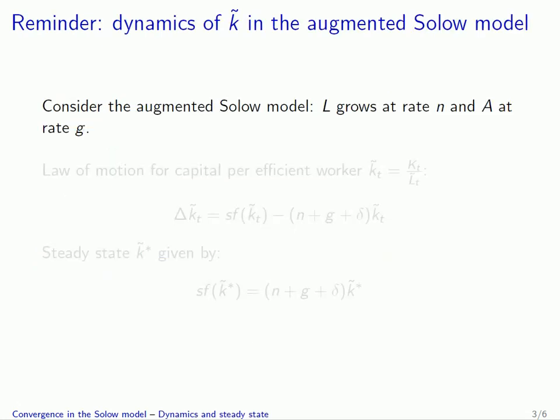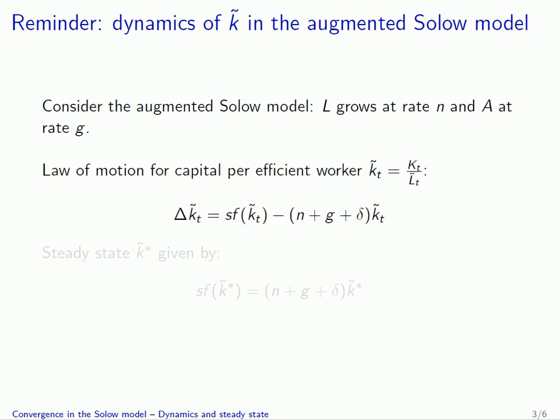Now, as I said, we'll prove that convergence happens in the augmented Solow model. So in order to do this, I'll first remind you of the dynamics of the state variable of the augmented Solow model, which is k tilde. So as a reminder, in the augmented Solow model, population L grows at a rate n, which is fixed, and technology A also grows at a rate g.